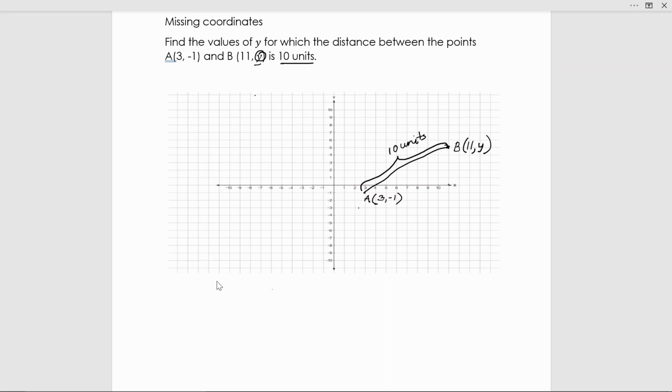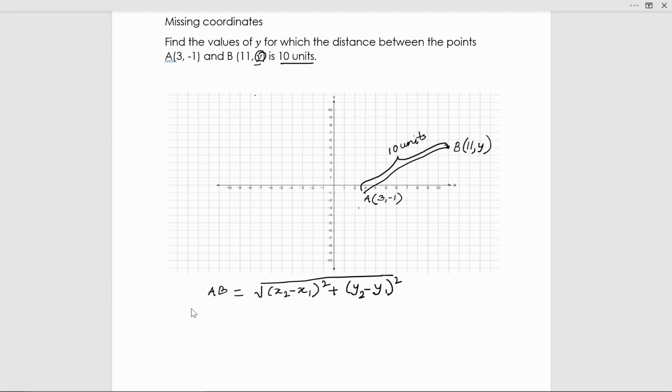Now let's use the distance formula. The distance AB is given as, I'm writing the generic formula, the square root of (x2 minus x1) squared plus (y2 minus y1) squared.